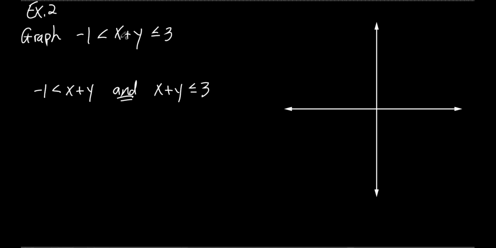And I want to get y by itself. So right here, how am I going to get y by itself? Well, let's subtract an x from both sides. So what are we going to get? Negative x minus 1 less than what? Y. I want to get the y by itself, but do I really want this y on the right-hand side?